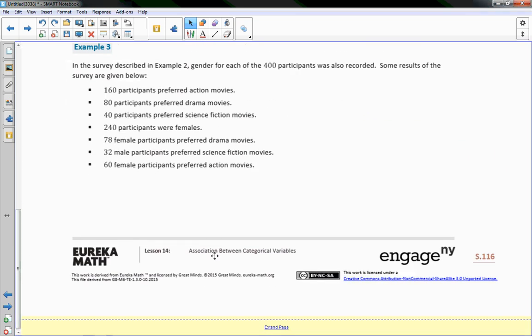In the survey described in example 2, gender for each of the 400 participants was also recorded. Some results of the survey are given below. 160 preferred action movies, 80 preferred drama, 40 preferred science fiction, 240 were female, 78 female participants preferred drama, 32 male participants preferred sci-fi, and 60 female participants preferred action movies.